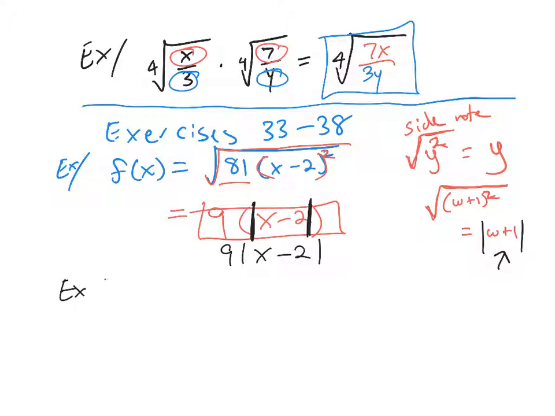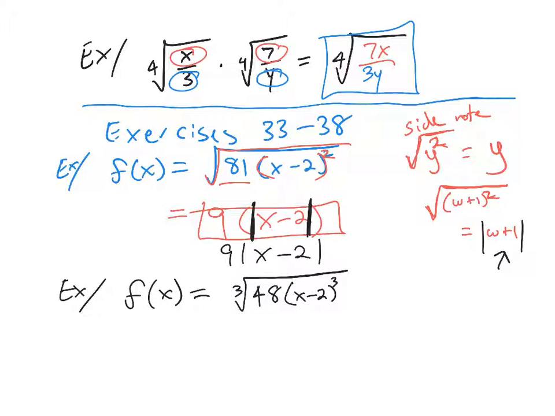Let's go with f of x equals the cube root of 48 times x minus 2 cubed. All right, so 48 unfortunately is not a perfect cube. So what we're going to have to do is break down this 48 into one number that is a perfect cube and the other number that is not a perfect cube.